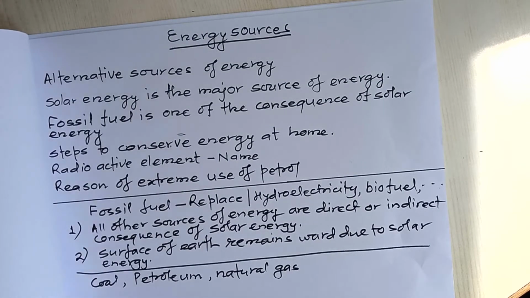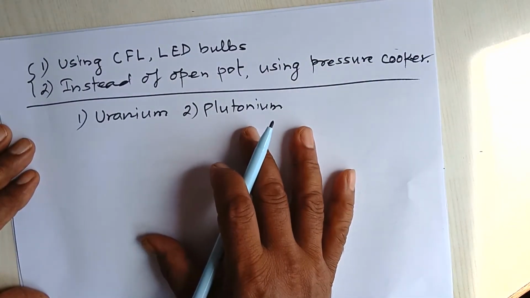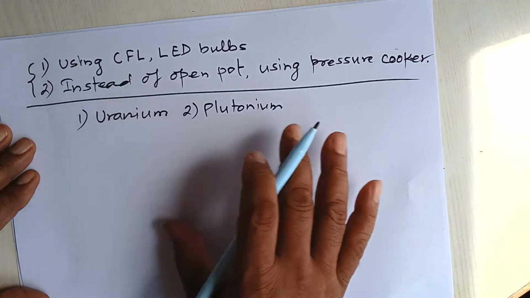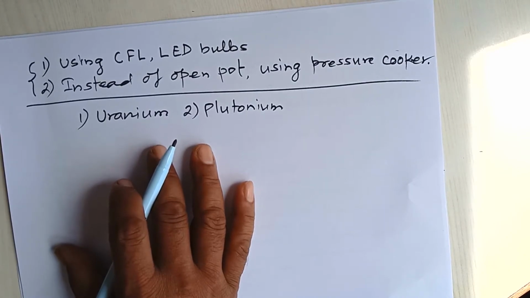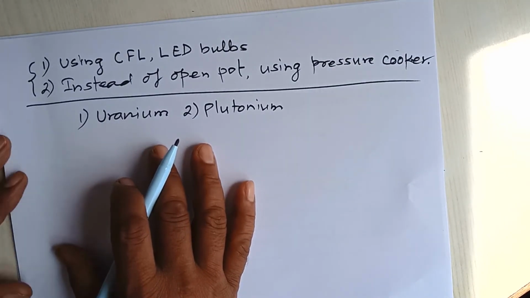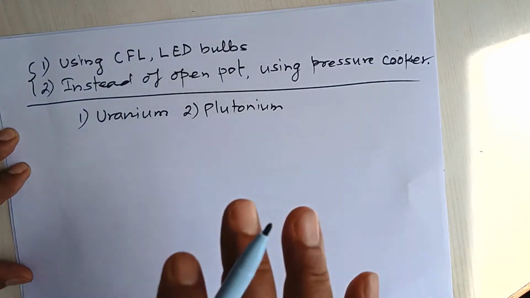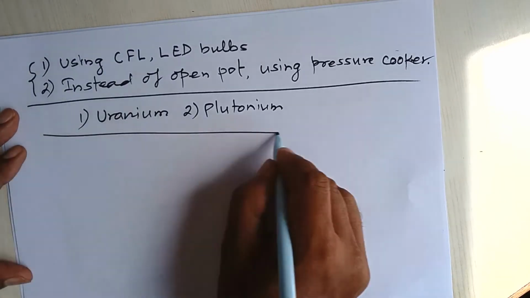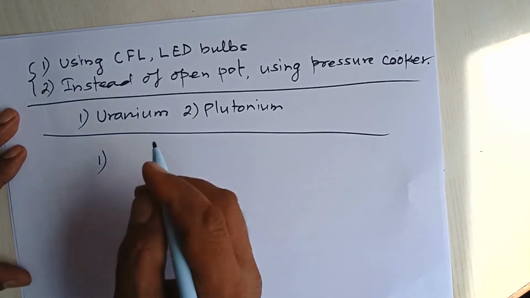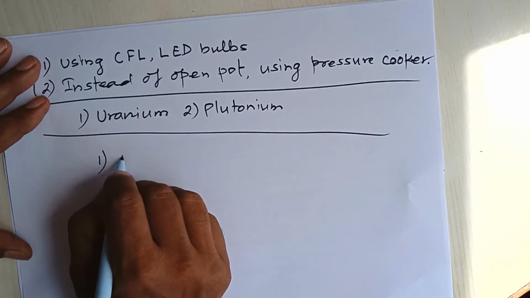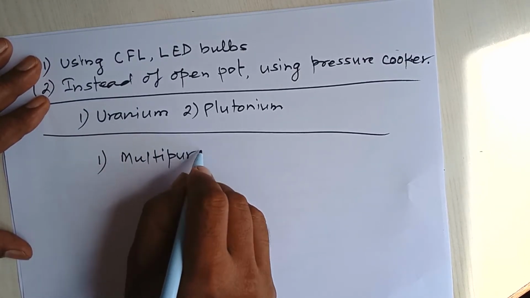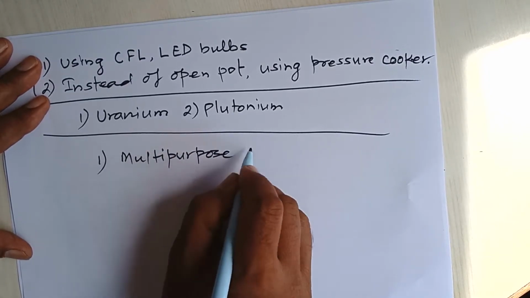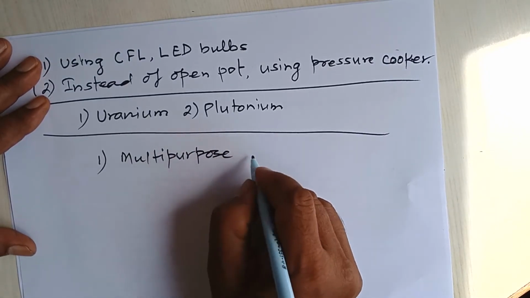Reason for the extreme use of petrol. We all know that petrol is a non-renewable source of energy. Even after this, why is petrol used all over the world? Because number one, it is a multi-purpose fuel.